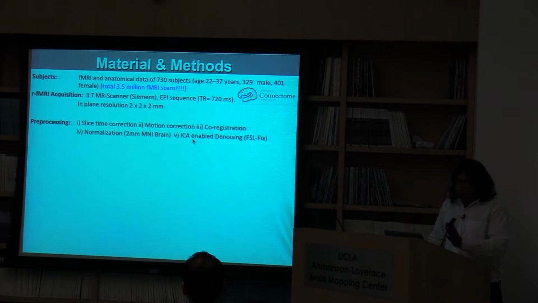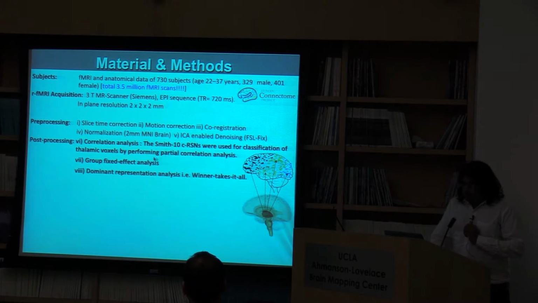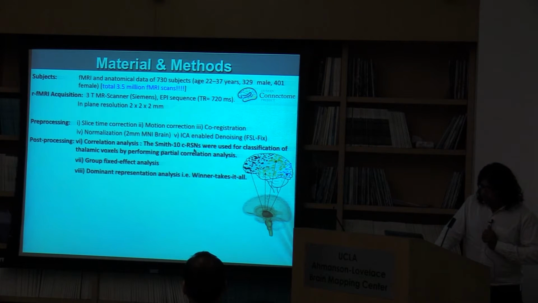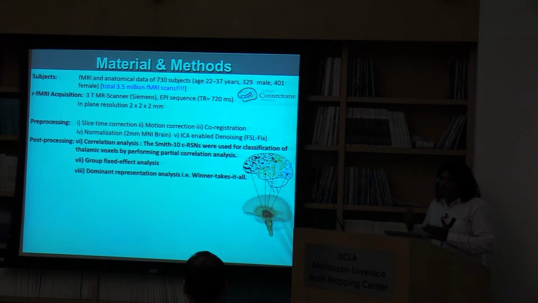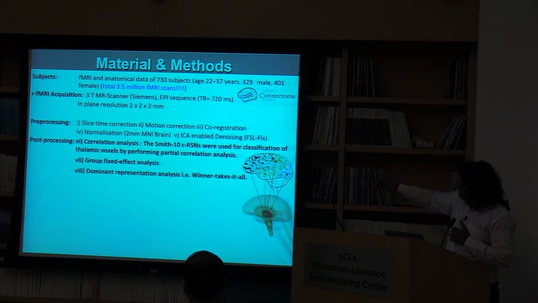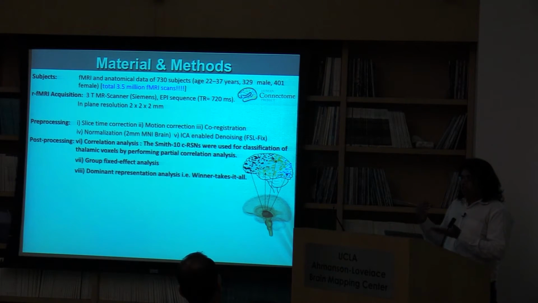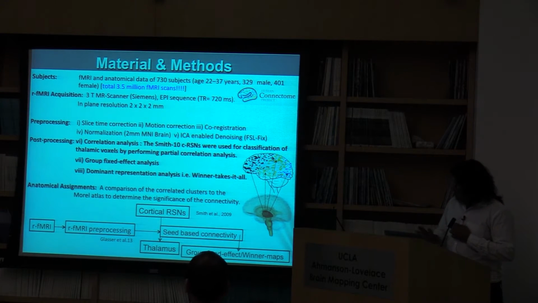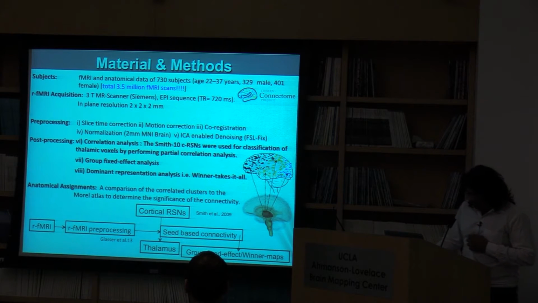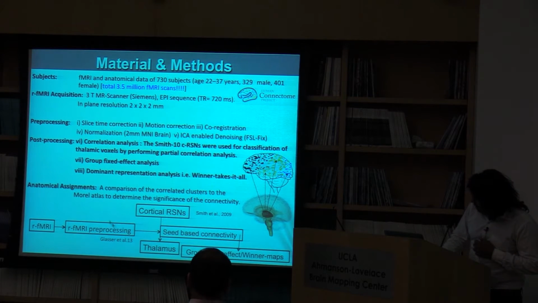And we performed state-of-the-art preprocessing, and we did correlation analysis. So basically, Smith's 10 networks were taken for the classification of thalamic voxels by performing partial correlation analysis. And then we averaged all the correlation maps, so computed a group fixed effect map as well as the strongest correlation at each voxel in the thalamus by performing winner-takes-all analysis. And the analysis flowchart is shown here. So it's really simple. We did preprocessing as Glasser described, then took cortical resting state networks, looked at connectivity, and then looked at the group effect map.